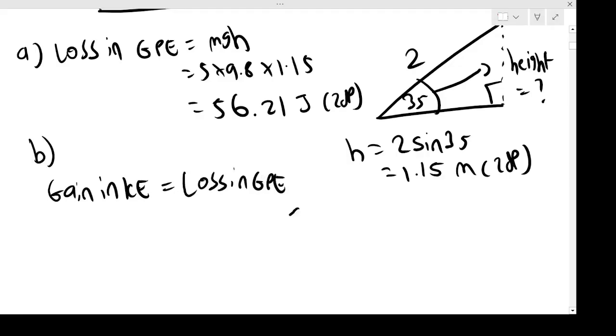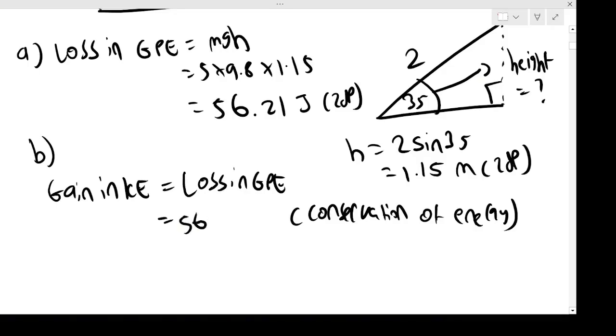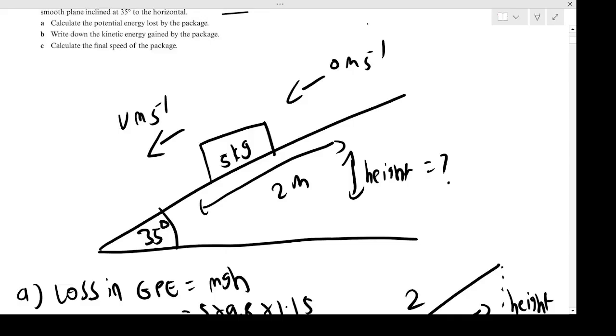I'll make a reference: it's conservation of energy. You don't need to write that down, but that's what we're using. So it's simply the gain in kinetic energy equals the loss in GPE. That's conservation of energy. So very simply, that also is 56.21 joules. That's literally it. Then in part C, it's asking me to work out the final speed of the package.